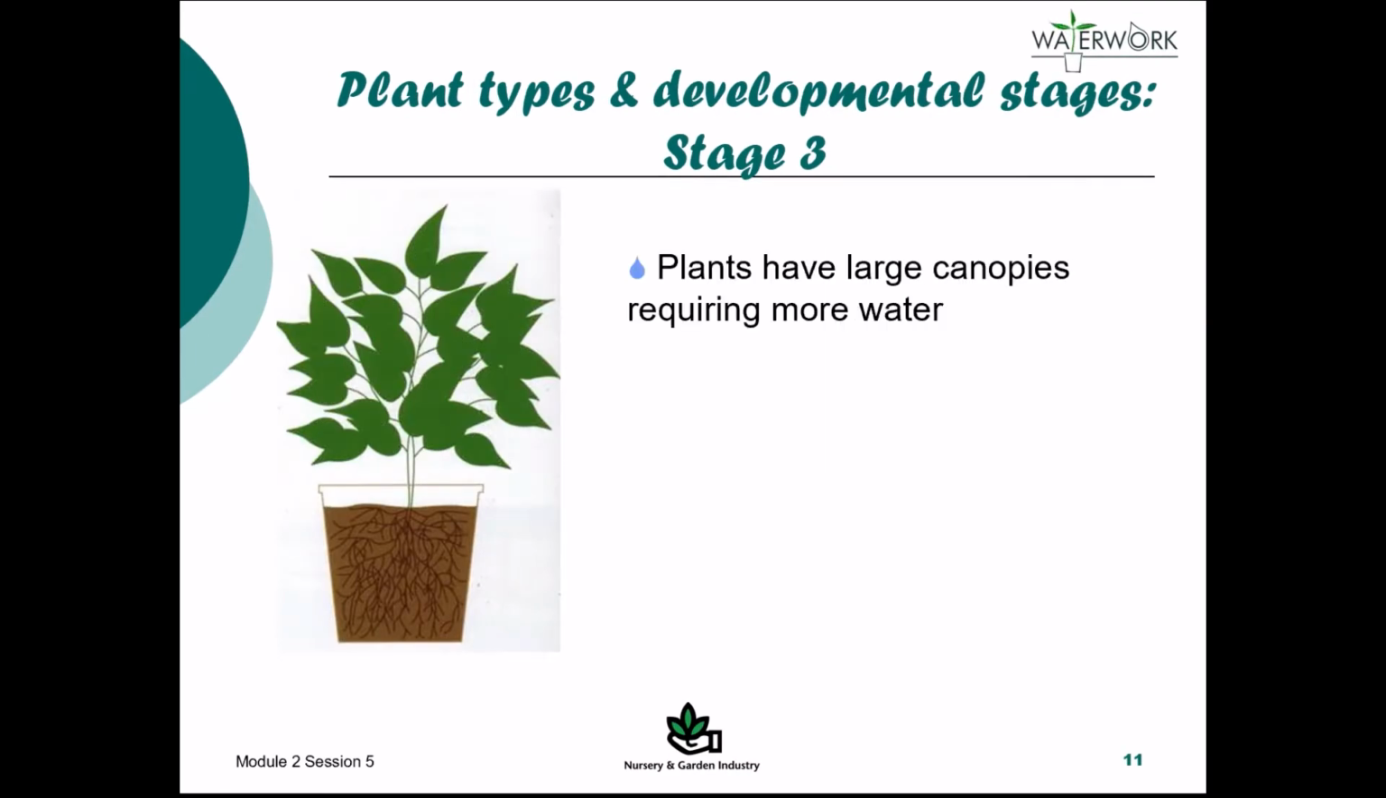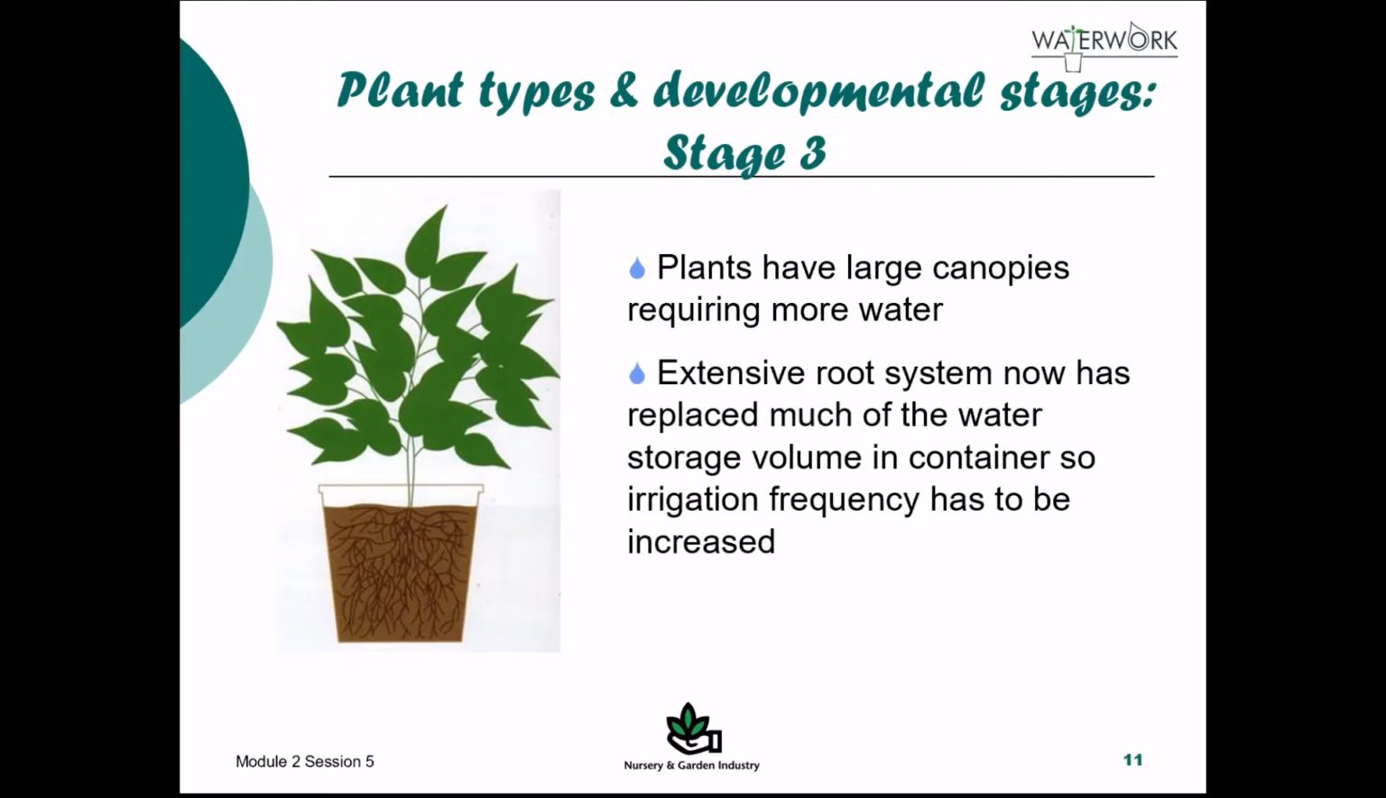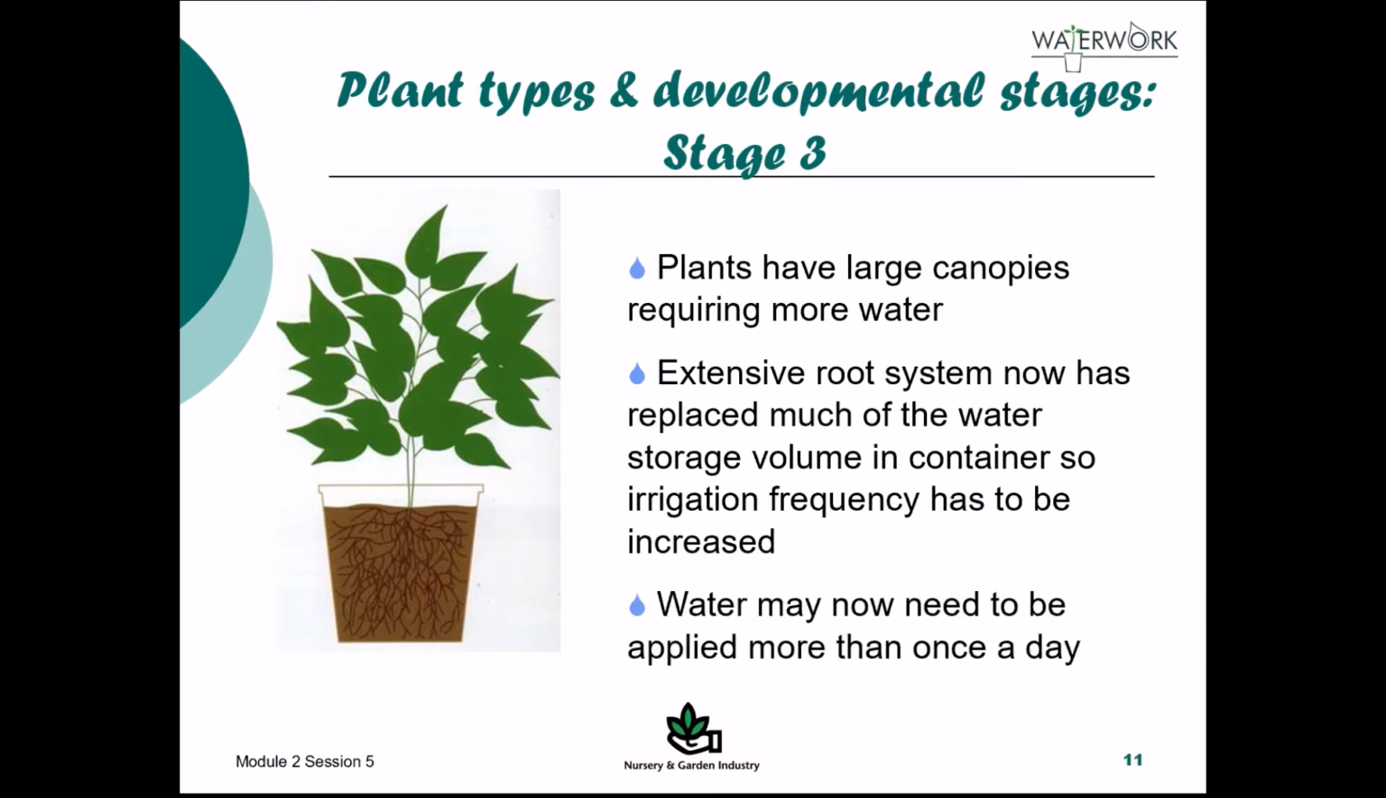Plants that have large canopies and are almost root bound will require larger amounts of water more frequently, as the storage volume of the extensive root system displaces the growing media and reduces the potential stored water volume even in large containers. The storage volume in most containers is now significantly underbalanced to the plant canopy volume, and water may now need to be applied more than once a day.